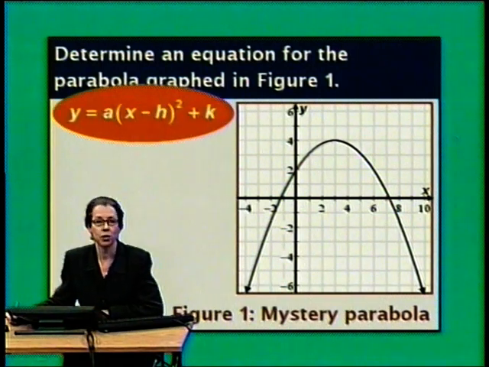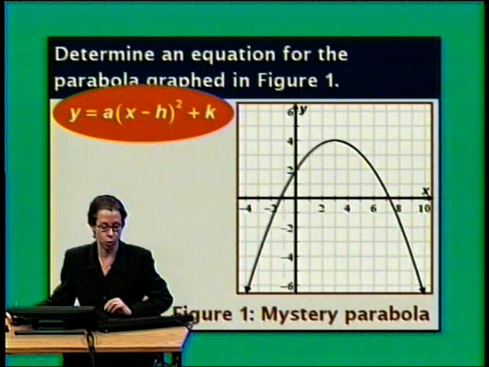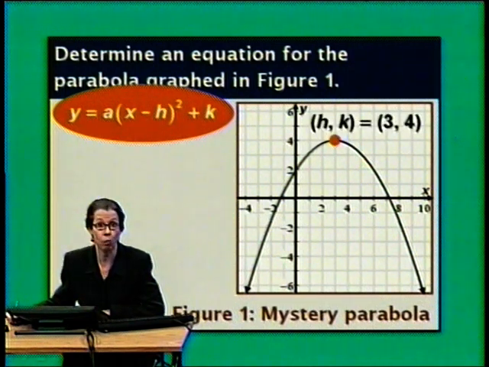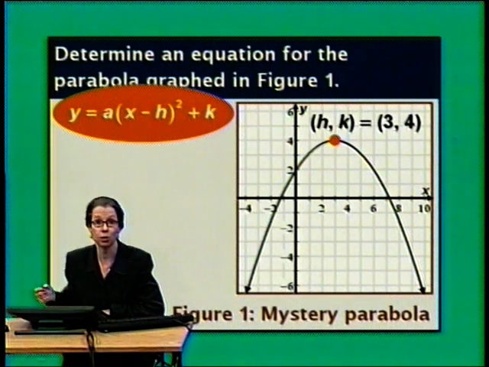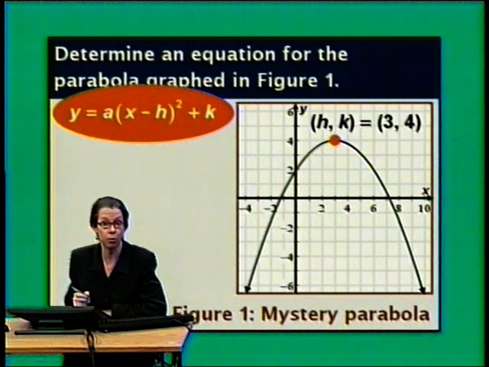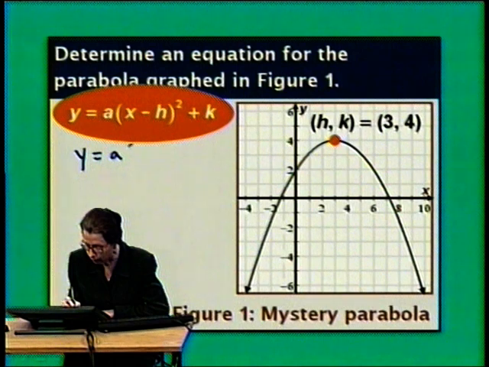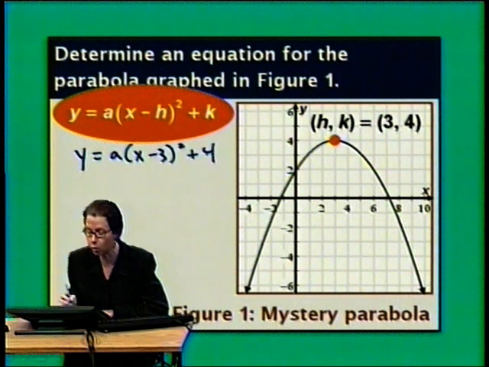Well, Steve was just describing the graphing form or vertex form for the equation of a parabola. When I look at my graph here in Figure 1, I can read the coordinates of the vertex right off the graph. I know h equals 3 and k equals 4. I can just substitute those values into vertex form. So I have y equals a times (x minus 3) squared plus 4.